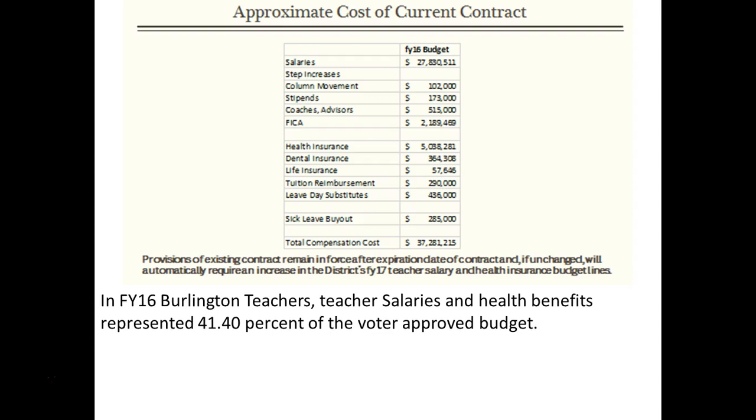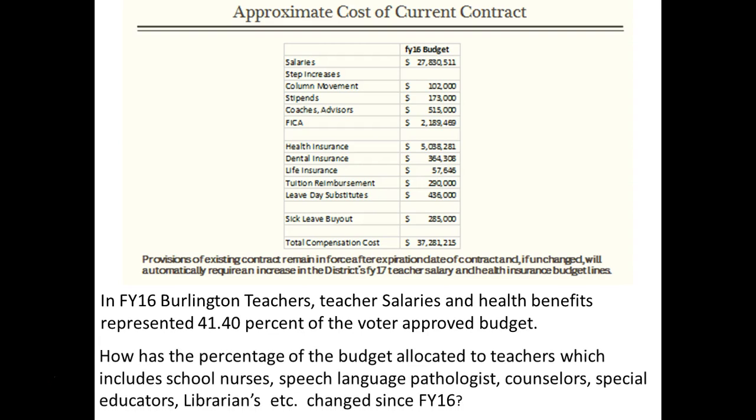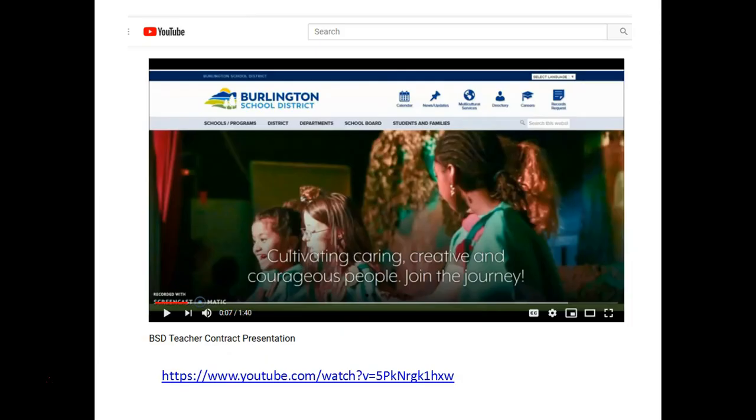At that time, teachers' salaries and health benefits represented 41.40% of the voter-approved budget. How has that percentage of budget allocated to teachers changed? And what is the percentage today of the voter-approved budget being allocated to teachers? There's a video of the full teacher contract presentation on YouTube.